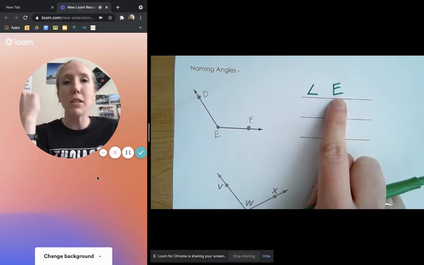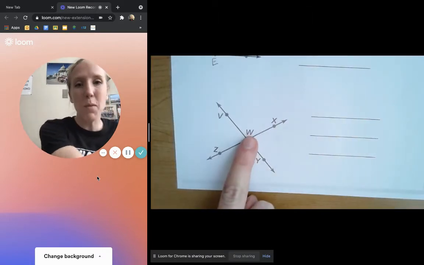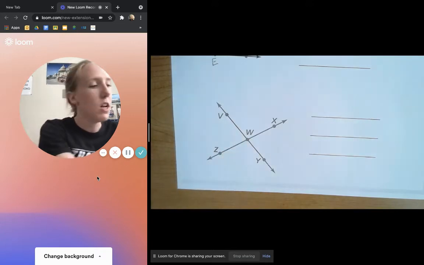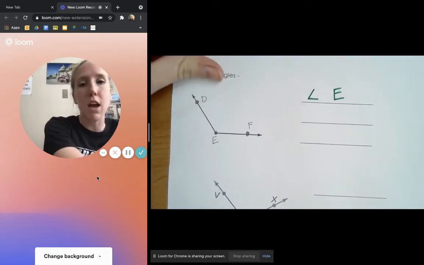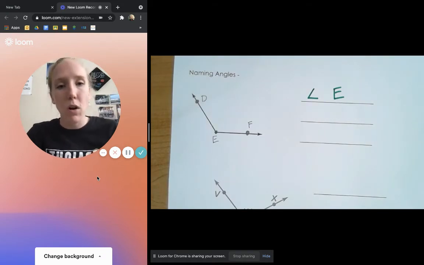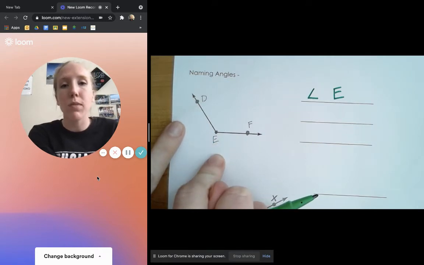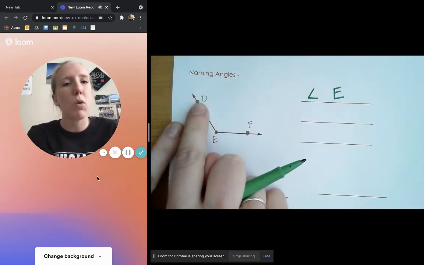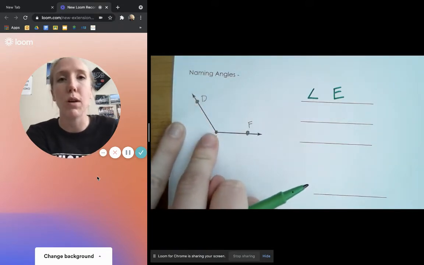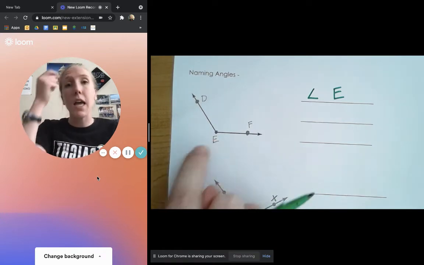Now, sometimes there's going to be more than one angle off of point E, like this. We can't just say angle E because there's this angle and this angle and this angle and this angle. So we have to name this angle another way. The other way to name an angle is to go in alphabetical order if you can, with the point in the middle. The most important part is to have the vertex, remember that's the point of the angle, in the middle.